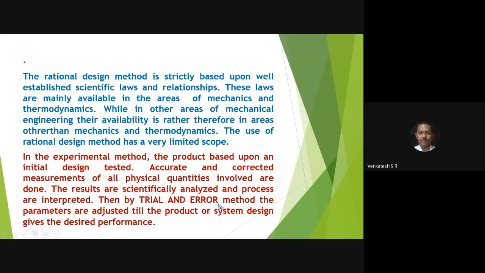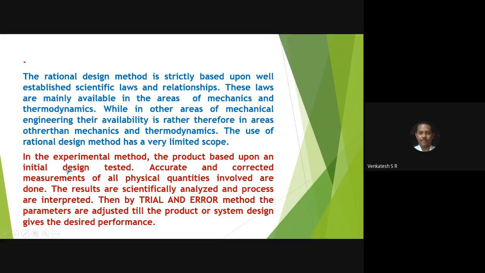As I told you earlier in the example, adding or removing the onion in the scale is trial and error. Bring the result to 1 kg. In the same way, if there is a design problem, by adjusting the parameters, bring the value according to the requirement. That is called the trial and error method.